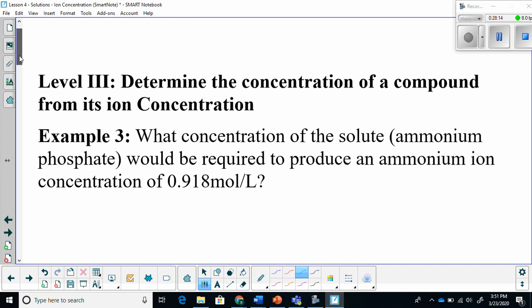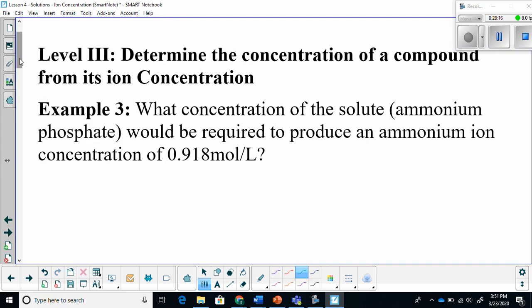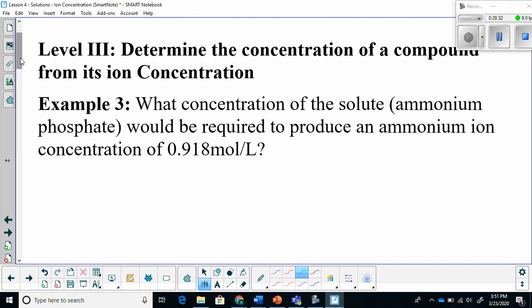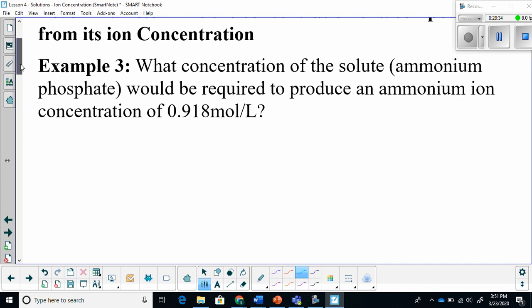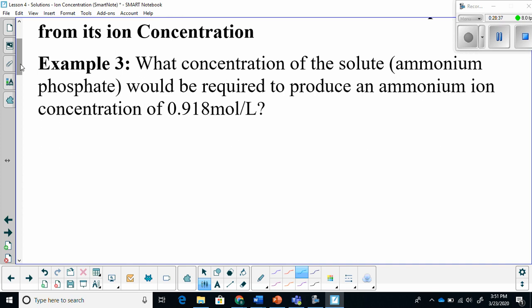Okay, we're going to talk about working the other way. So like I said, when you're doing a reaction, it doesn't matter where your known and unknown is. For some reason, students get very confused when they're given an ion concentration. So I'm going to go through it and you're going to find that the process is exactly the same. It's saying what concentration of solute, ammonium phosphate, would be required to produce an ammonium ion concentration of 0.918 moles per liter. First thing you're going to do is write a reaction.